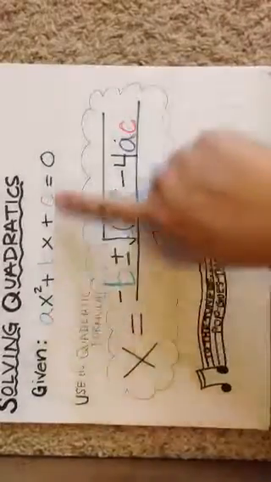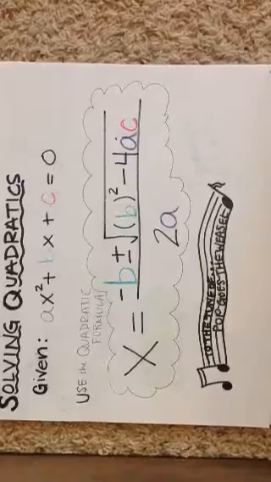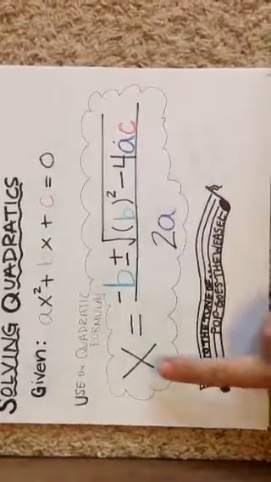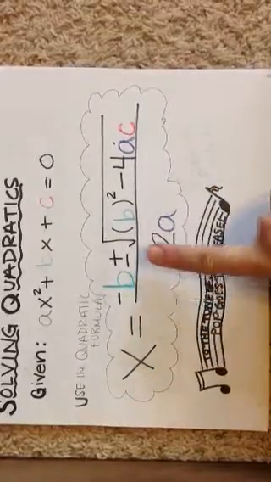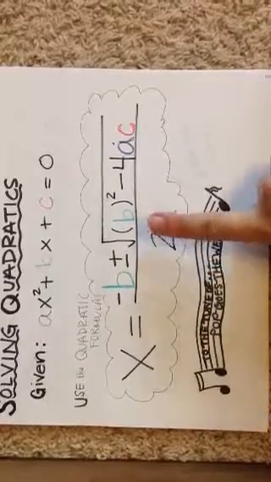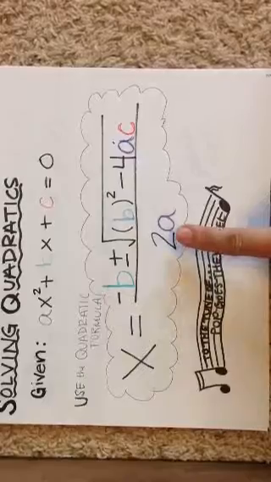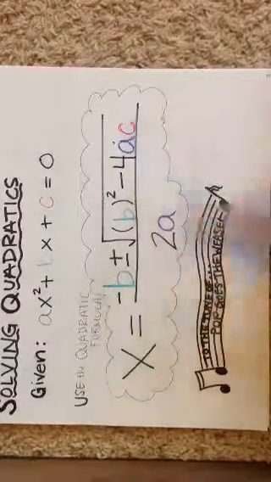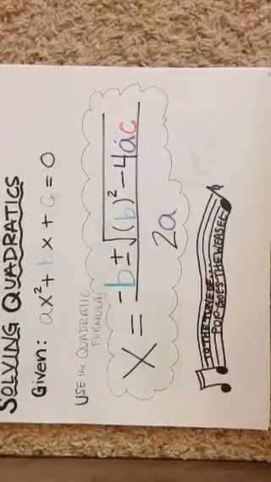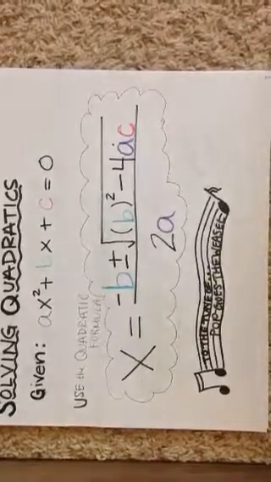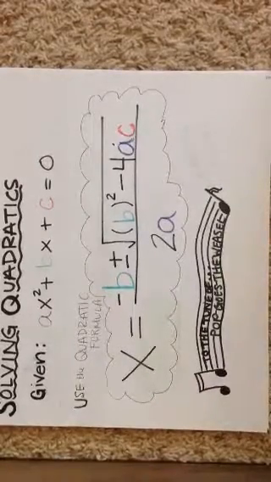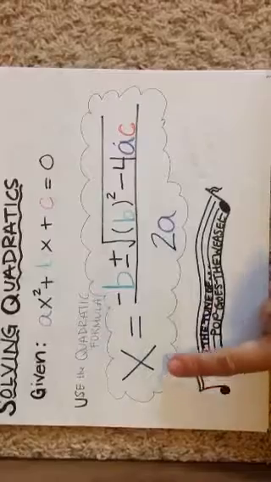So given a quadratic in standard form, we have the following formula. x equals the opposite of b plus or minus the square root of b squared minus 4ac all over 2a. Now this is a bit extensive, so we have a little tune to help us remember it later. It goes to Pop Goes the Weasel. I'll sing it once through and then you can join in.